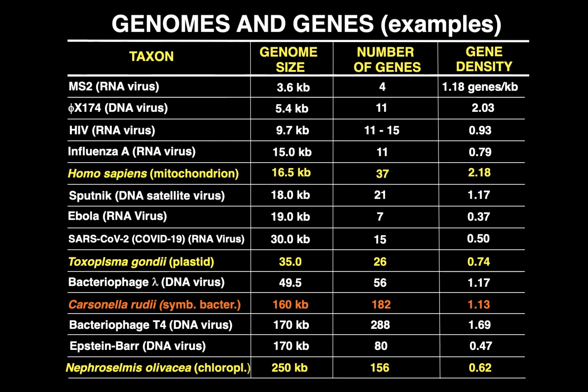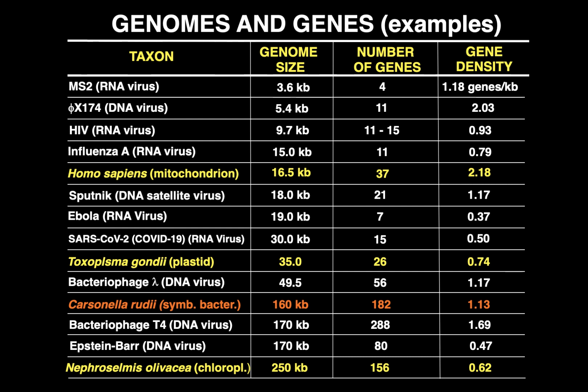So you can work your way up through phiX174 with 2.03 genes per kb, HIV, which has 9.7 kilobases of DNA, about 11 to 15 genes, 0.93, so the density is now going down. And then up to influenza, which actually has 8 chromosomes, and all of them together equals 15 kb, 11 genes, 0.79 genes per kb. I will be discussing some of these in more detail in the next video.